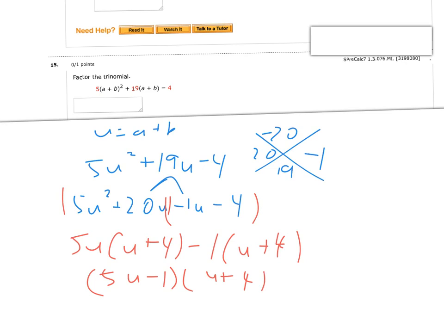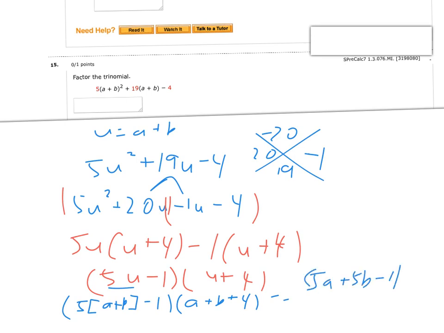I do have to plug this back in, but I got to be careful here when I'm multiplying that one. The 5 has to distribute into the a plus b. So I always use brackets to kind of show that, so I don't get them confused with the parentheses. So then my final answer here would be 5a plus 5b minus 1 times a plus b plus 4.